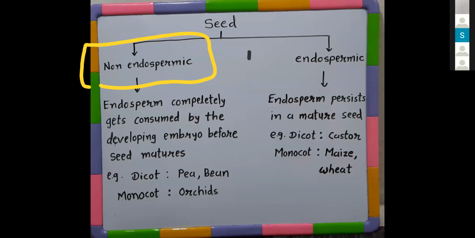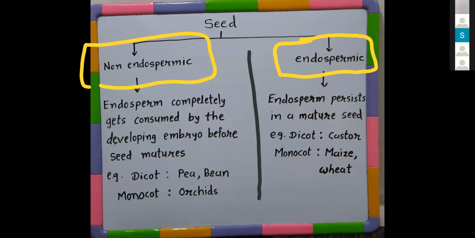On the other hand, you have endospermic seeds, the one in which endosperm persists even in a mature seed, which means what? The developing embryo must have taken up a certain amount of endosperm, but it is not fully utilized. So even in a mature seed, one can see the presence of endosperm. That's called endospermic seeds.